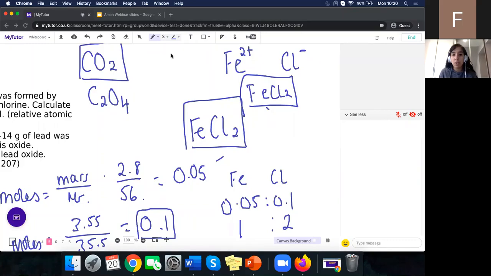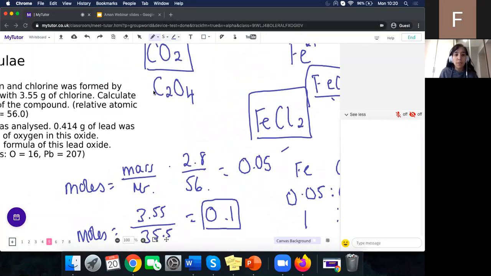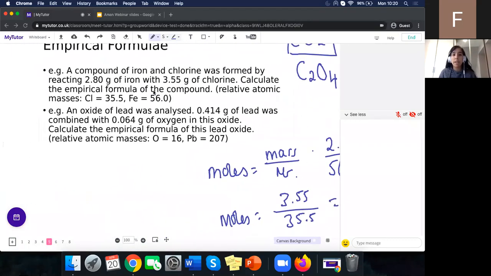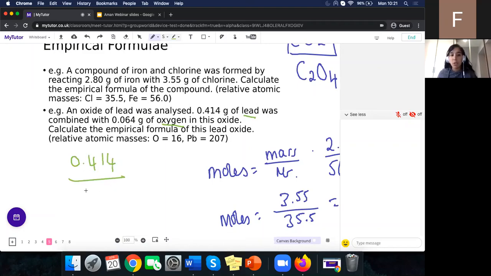That's an excellent question. Okay, let's do the second example then. Okay, an oxide of lead was analysed. 0.414 grams of lead was combined with 0.064 grams of oxygen in this oxide. Calculate the empirical formula of this lead oxide. So again, we just need to calculate the number of moles of each. So we've got lead and we've got oxygen. So the lead, 0.414, we divide by the Ar, which is 207. So what's 0.414 divided by 207?